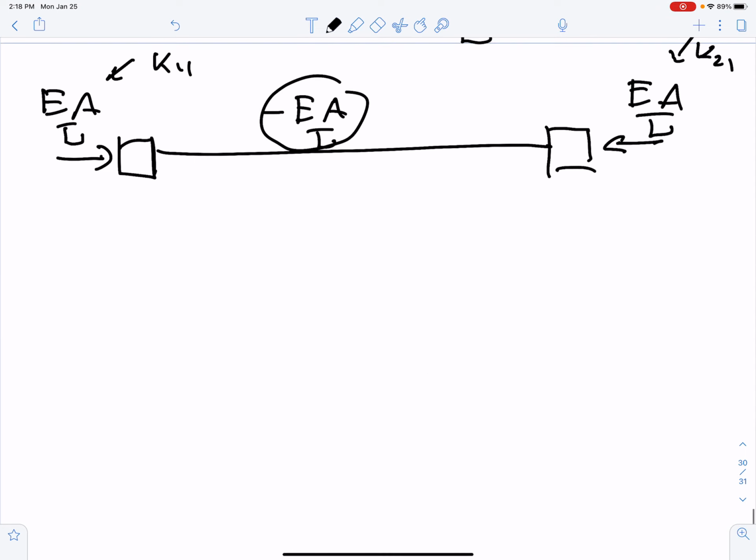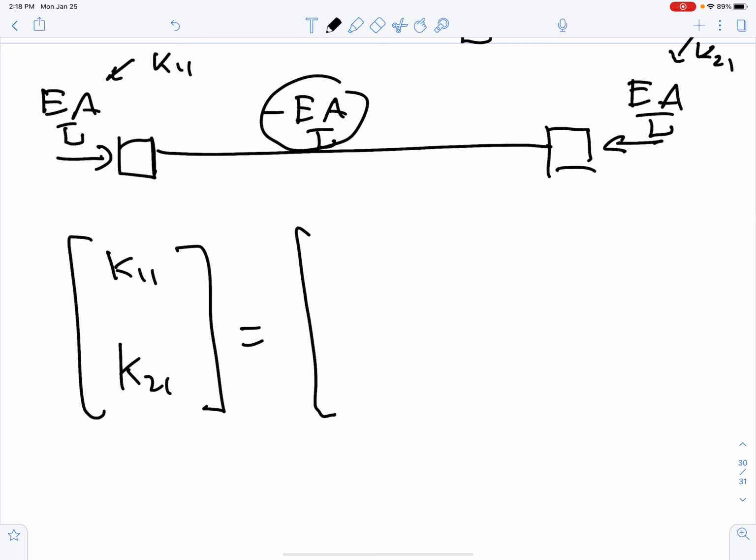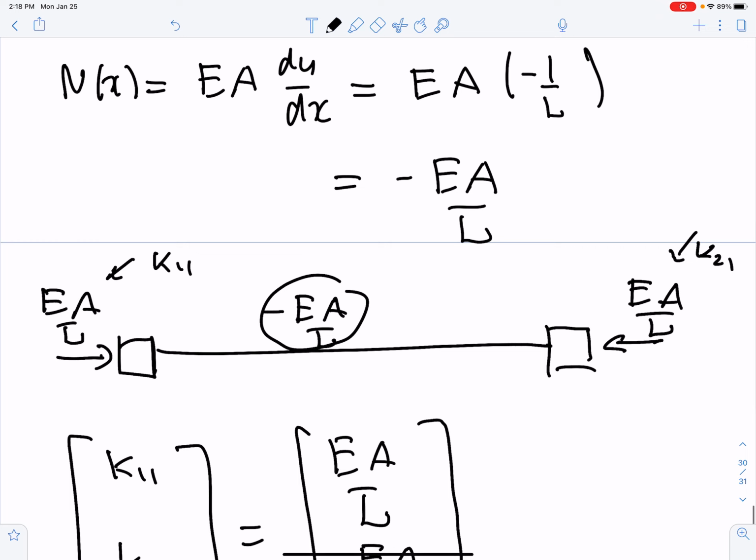So I record K11, K21 equals EA over L, positive, and EA over L, negative. By the way, you can see that the bar is in static equilibrium because on the left you have a positive force, on the right you have a negative force, and their magnitudes are equal. So the bar goes nowhere. Everything is in equilibrium.